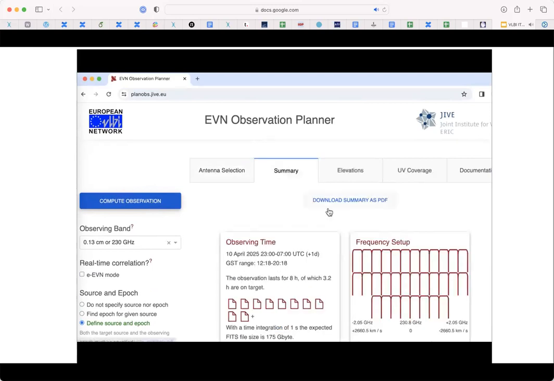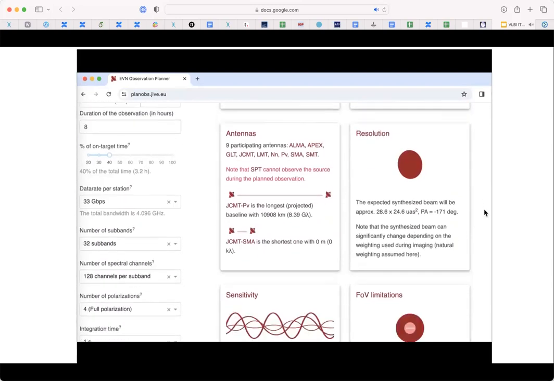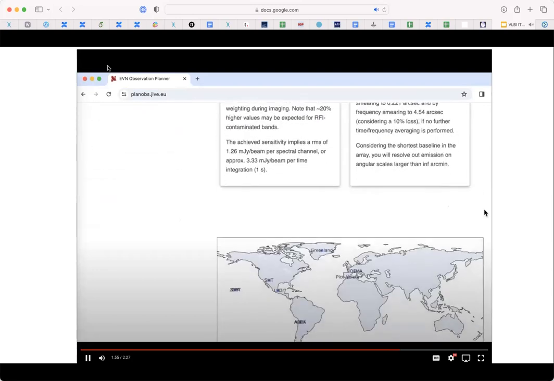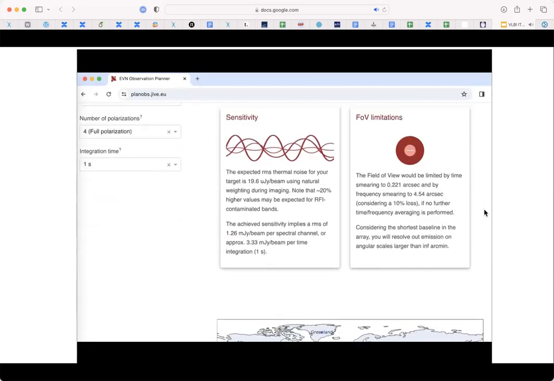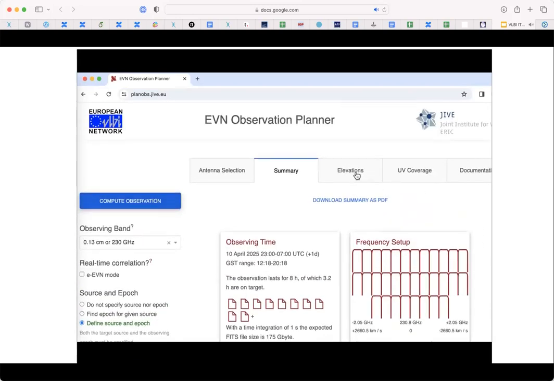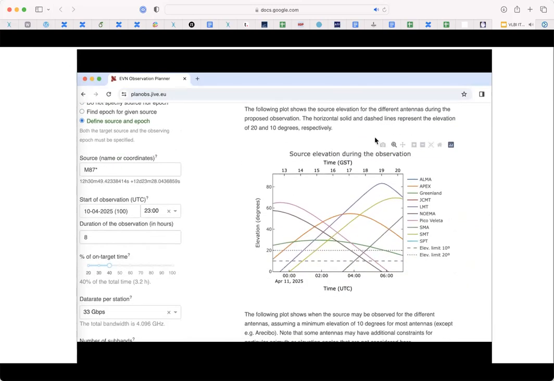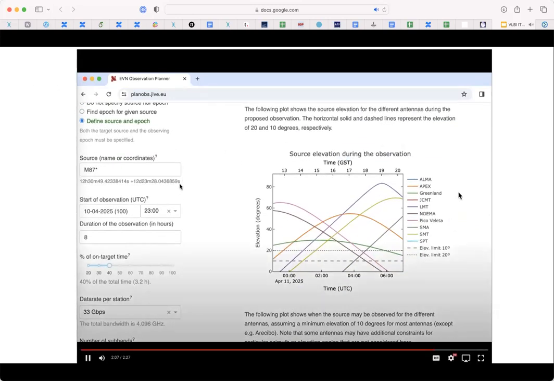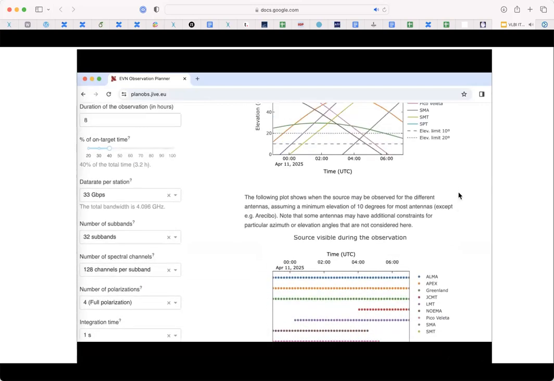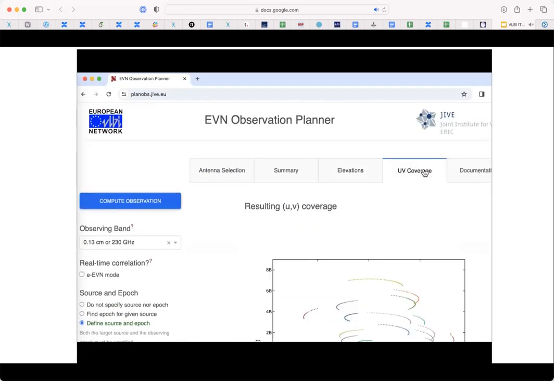So the summary tab is now open, and you can see your frequency setup, your observing time, the resolution that you get, so you can actually check on your target whether you have enough flux density for that particular resolution, and the observing time, the sensitivity. And here, this is the plot that I showed you earlier. This is the uptime, and you can see where the sources are for various stations. This is extremely useful for planning and also for the proposal.